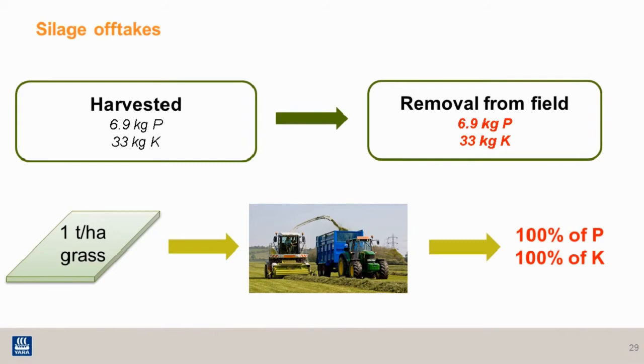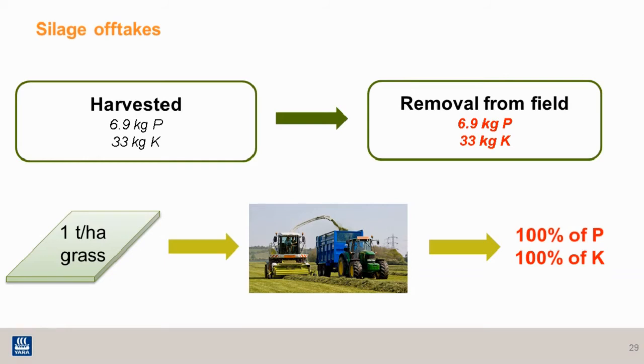For silage offtakes, we have the same amount of P and K in that ton of dry matter. But because we're harvesting it, we're removing it all. None of it is being excreted on the field. So you're removing 100% of that P and K, all 6.9 kgs of P and 33 kgs of K. That's important to bear in mind.